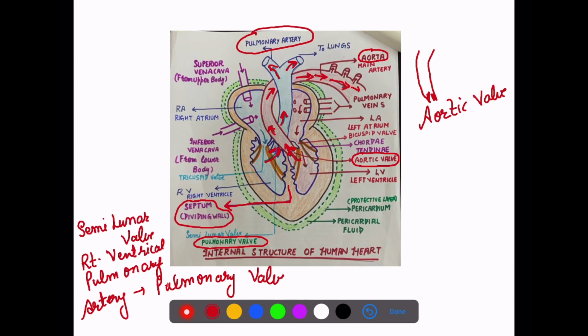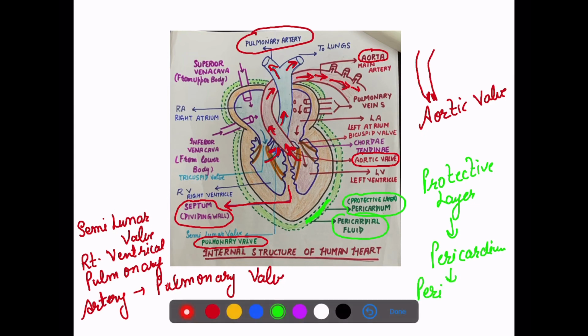Now, as you can see, this heart is covered with a double membrane layer, and this layer is known as pericardium. The protective layer of the heart is known as pericardium, and inside this pericardium I have filled it with fluid. It is known as pericardial fluid. Okay, so this is all about our internal structure of the heart.